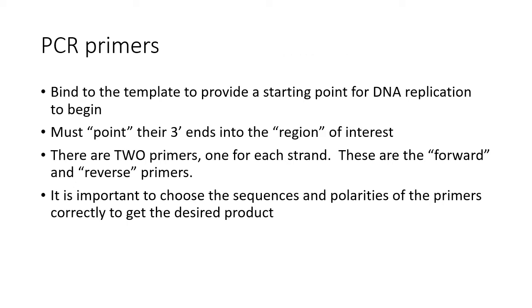Okay, some characteristics of primers, right? They will select for us the region we want to amplify, which presumably is something we want to look at in more detail, because their binding to the template will provide the start point for DNA replication and select the region of interest for us. Okay, so they have to bind the DNA in a complementary way, and they have to point their 3' ends across the region of interest that we're trying to amplify. So you need two primers, one for each strand. These are called the forward and reverse primers. The forward one is the one that binds to the left part of the sequence as written, and the reverse binds the right. So it's important to choose the sequences and polarities to get the desired product.